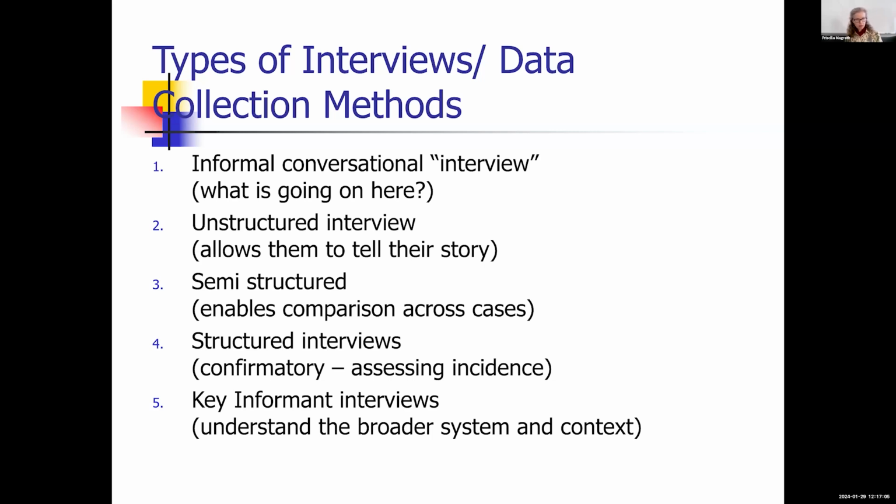Then we have the semi-structured interview, which is very common in public health, and that enables comparison across cases because although your questions are a bit flexible, you're basically asking the same questions from each person.